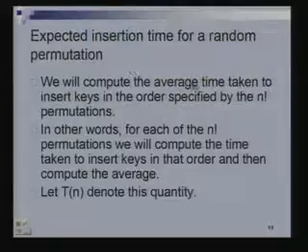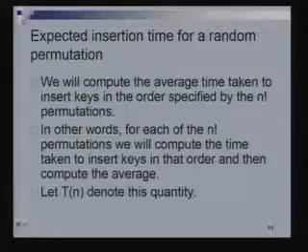So how do we compute the average? We will take a permutation, insert the elements in that order, and compute the time it takes to do that insertion. Then take another permutation, compute the time it takes to insert the elements in that order. Take a third permutation, compute the time it takes to insert elements in that order, and so on. And there are n factorial different permutations, so I will compute the time it takes to insert elements in the order specified by these n factorial different permutations.